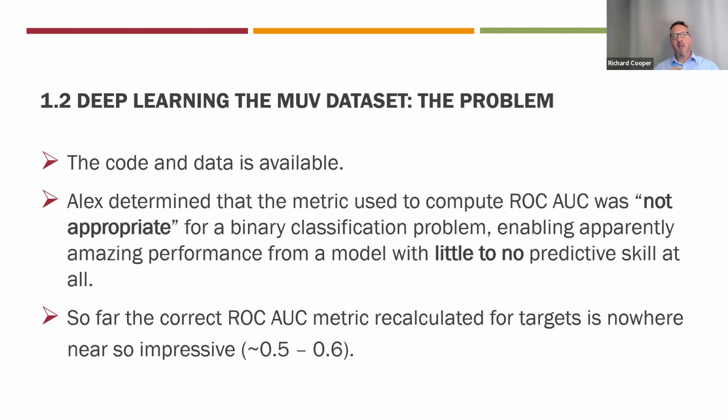So Alex said that actually it doesn't really matter in this case. Using this metric, the model doesn't need any skill at predicting at all, because of the way they've used the metric, you would always get 99% accuracy. So we recalculated it because they provided the code, and it's nowhere near as impressive. It's much closer to this random line of 0.5 to 0.6.